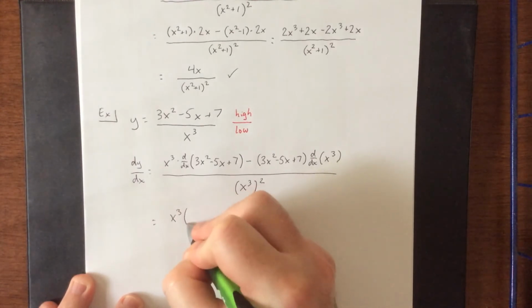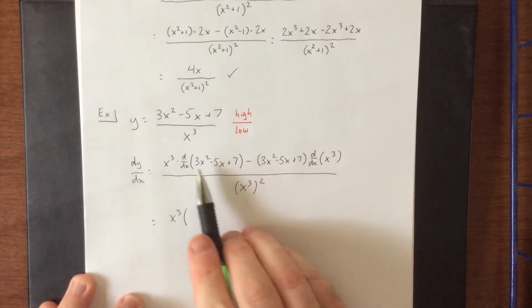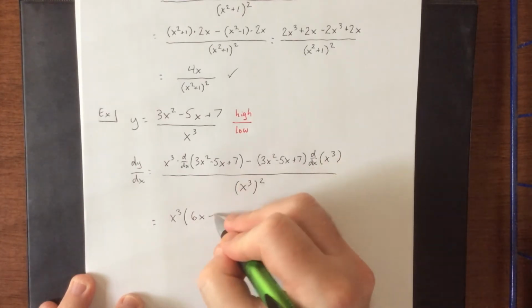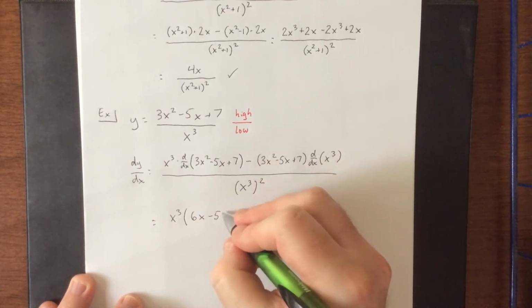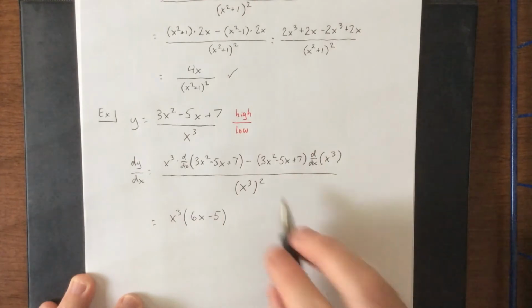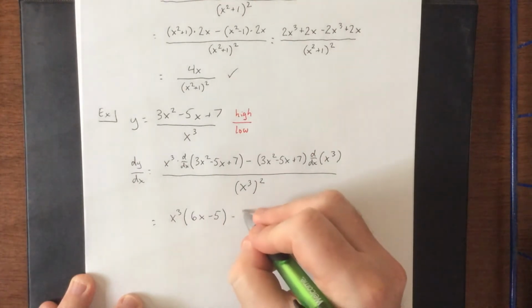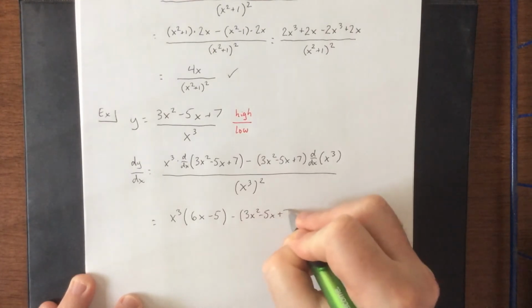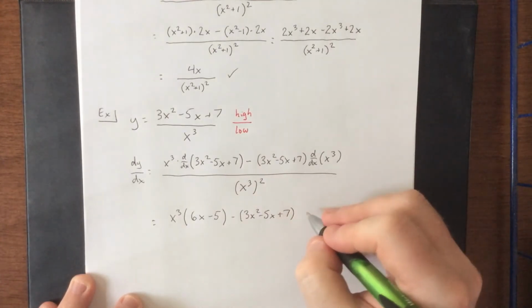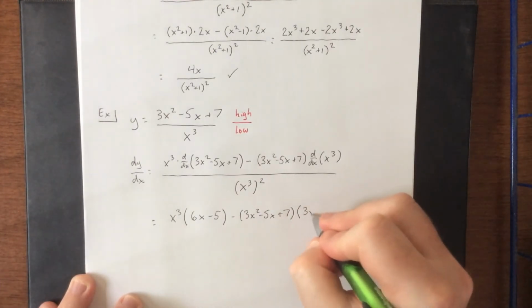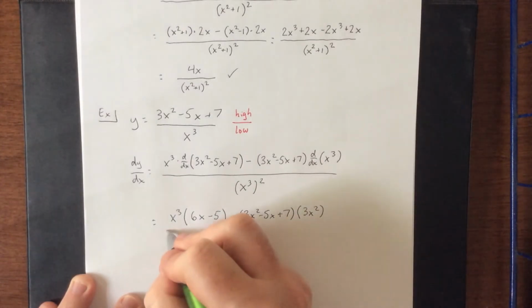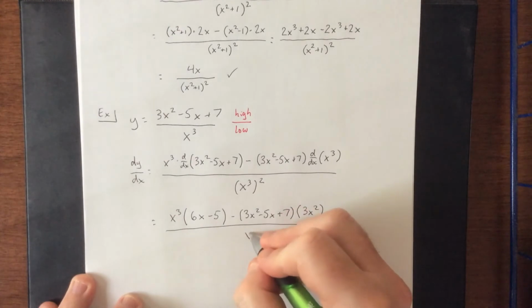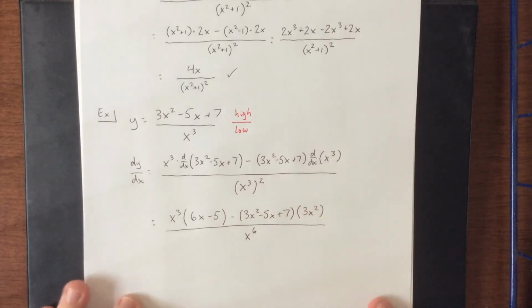X cubed times. Differentiating these three terms, 3x squared will give us 6x, minus 5x will give us minus 5, and plus 7 will become 0. Continuing along, minus 3x squared minus 5x plus 7 times the derivative of x cubed. That'll be 3x squared. And this is all over x cubed squared. X cubed squared would be x to the 6th power.